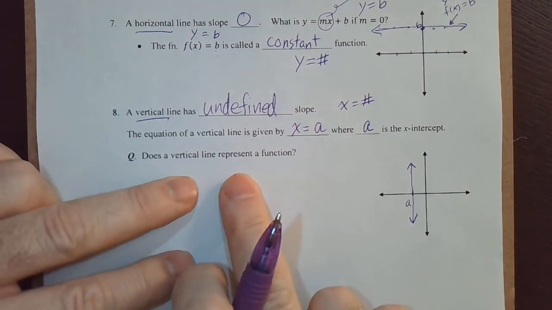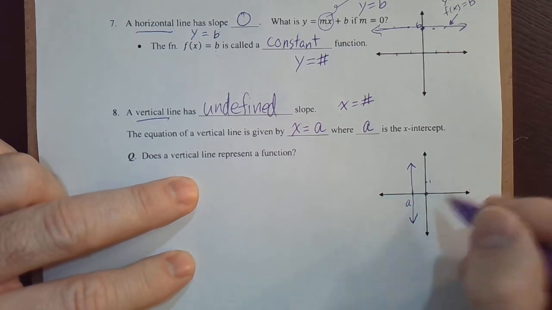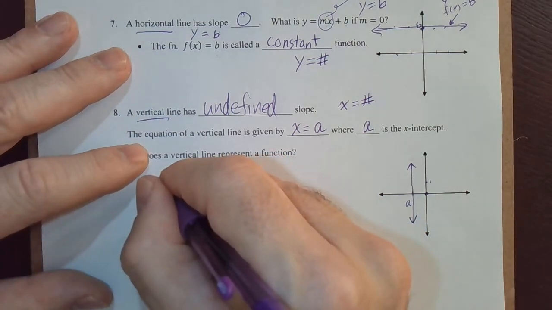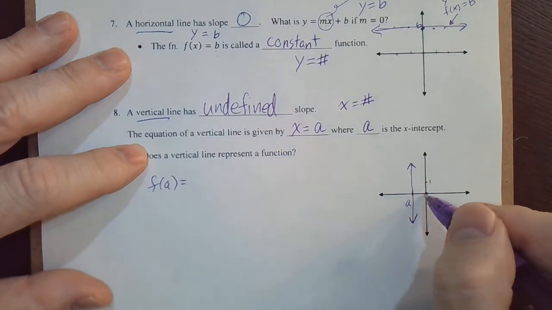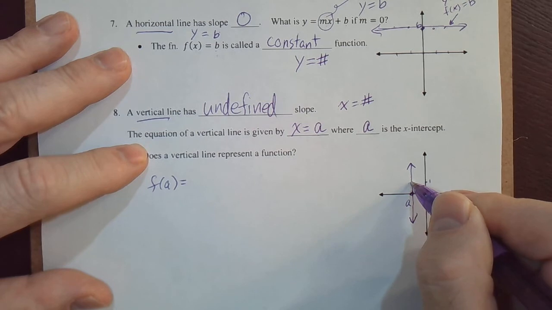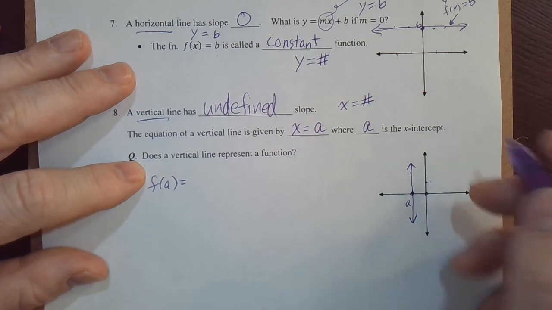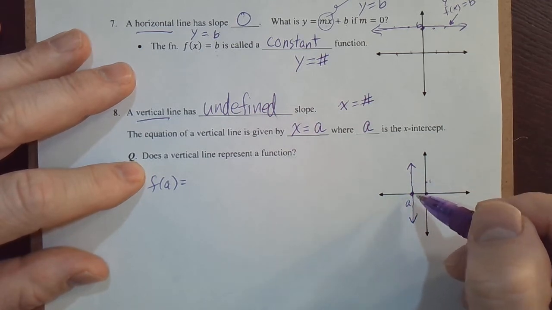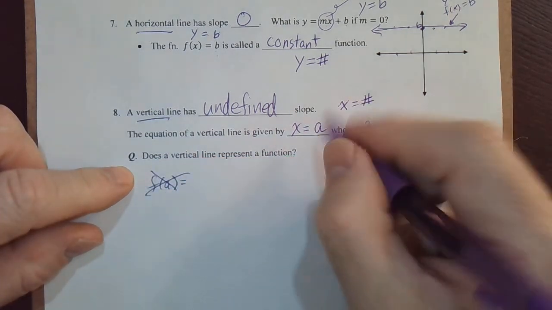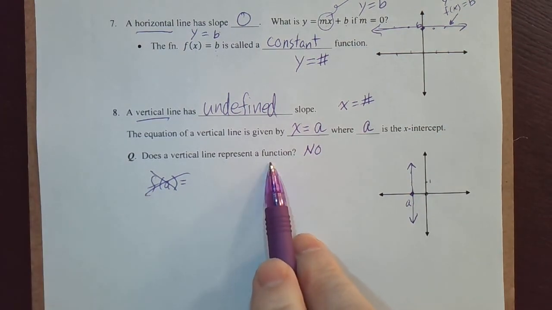All right, does the vertical line represent a function? Well, let's take a look. That's 0. So what is f of a? Well, f of a is equal to 0, but it's also equal to 0.1, 0.2, 1, 2, 10, 100. It's definitely not a function because it's got more than one value. F of a has more than one value. That makes it not a function. It's actually the only line that is not a function, a vertical line.